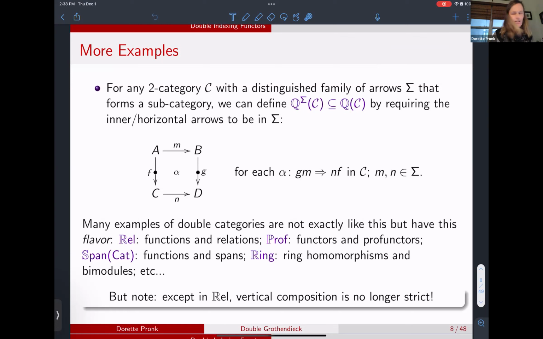And so sets as objects, obviously. If we take Prof, we have functors and pro-functors. The only issue, of course, is that pro-functors are not associative in composition. So in a moment, I'm going to talk about, fairly similarly, in the pseudo double categories, Span Cat and Ring, all similar ideas.